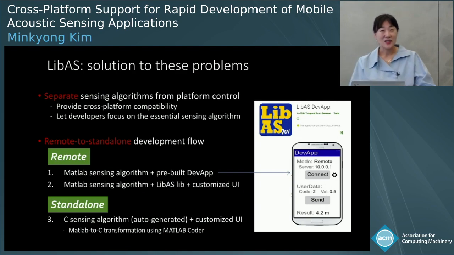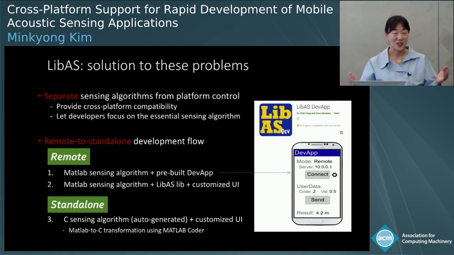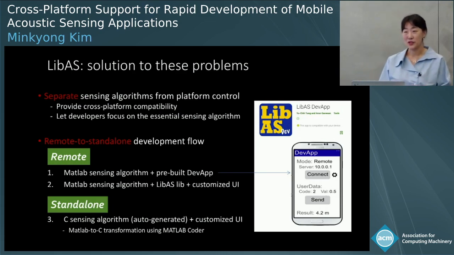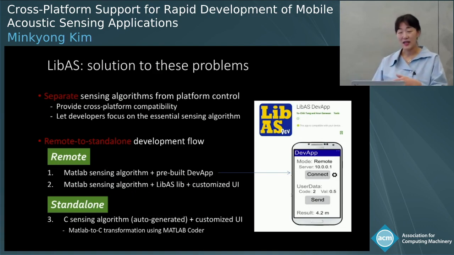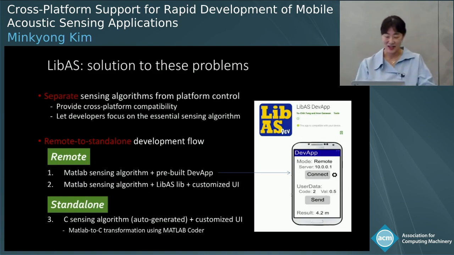And then, in order to optimize it, once your debugging is all done, you can use MATLAB Coder, which automatically converts the MATLAB code to C code. Once you generate it, it already has the LibAS library integrated into it. And then with your customized UI, you are ready to publish it at the App Store.